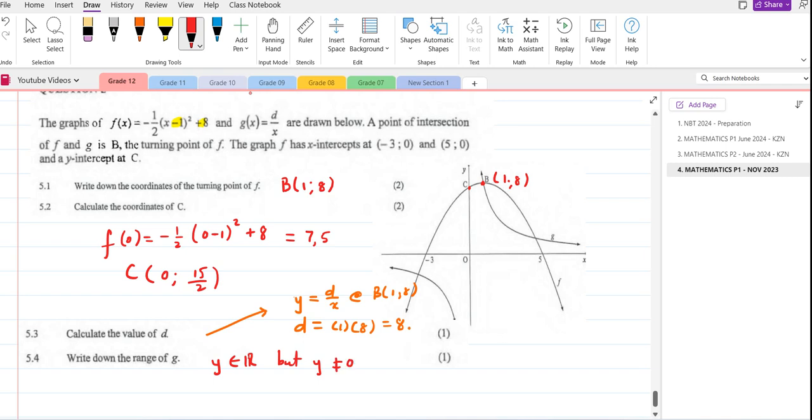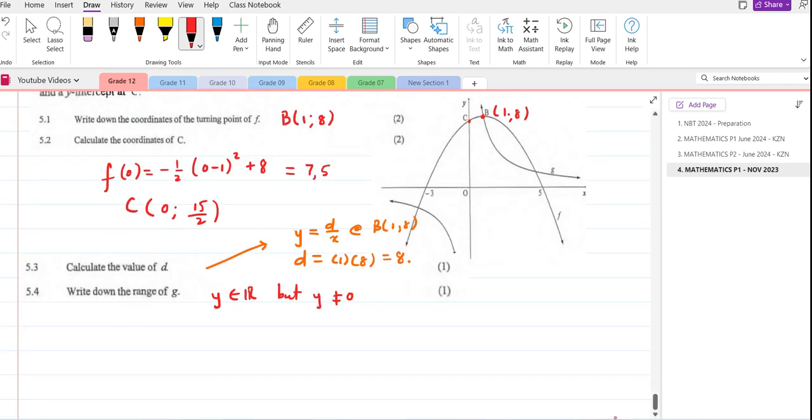You can write it like this, or you can write it in interval notation. y is an element of negative infinity to 0, union 0 to infinity. Union means or. I hope you understand that. You can write it in the first method or the second method. Remember, it can't be equal to the asymptote.